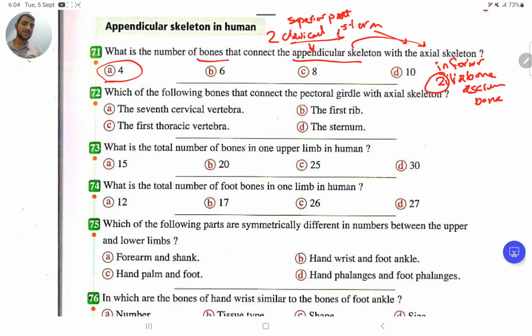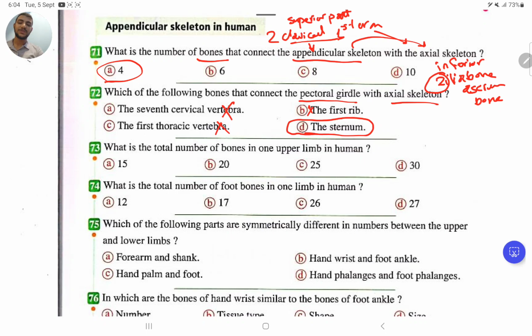Which of the following bones that connect the pectoral girdle with axial skeleton? So pectoral girdle connect with axial skeleton. So the pectoral girdle, the part that connect with axial skeleton, it's a clavicle bone. So I have here clavicle, no, but I have the sternum bone. The sternum bone connected with clavicle, that said before in the previous question. So we can move to the next question.